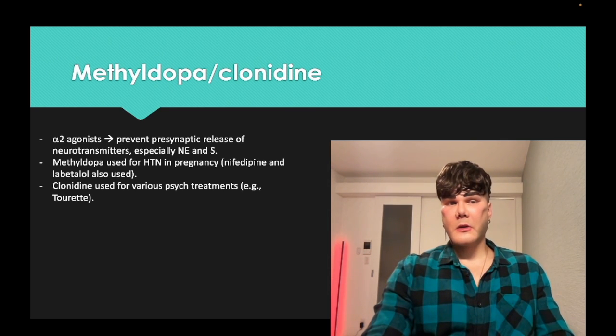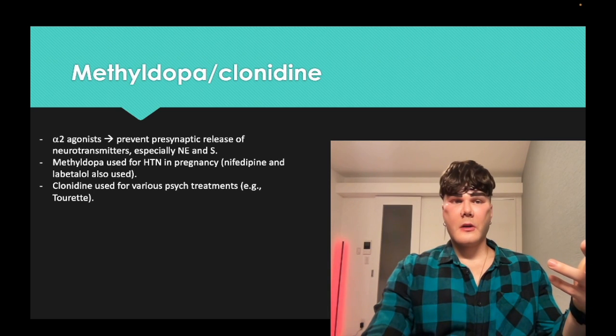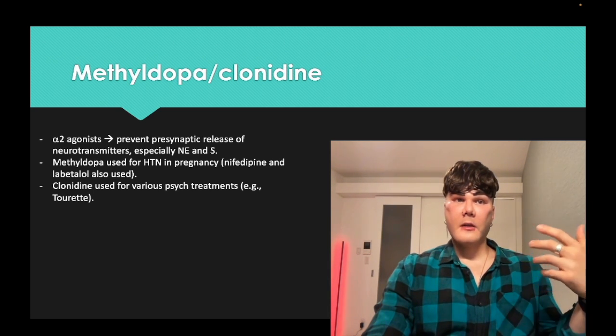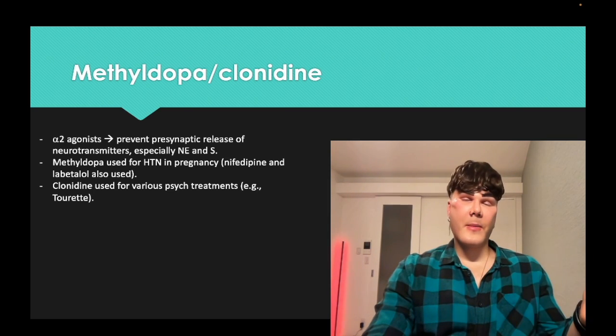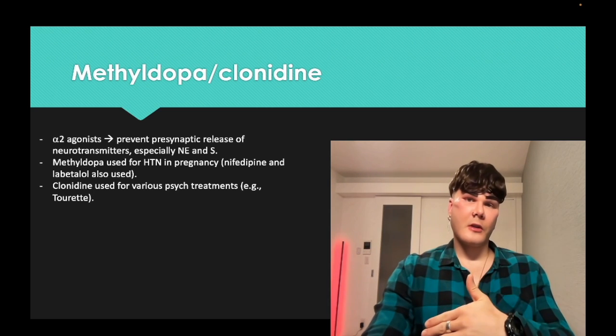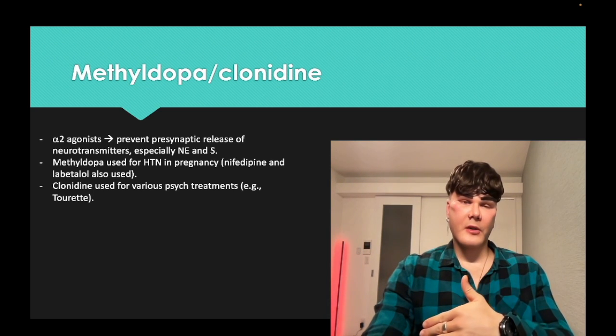Methyl dopa can be used. Alpha 2 is a sort of an odd one out receptor in that it's a negative feedback receptor on presynaptic terminals. So by agonizing it, you decrease the release of neurotransmitter, especially norepinephrine and serotonin.